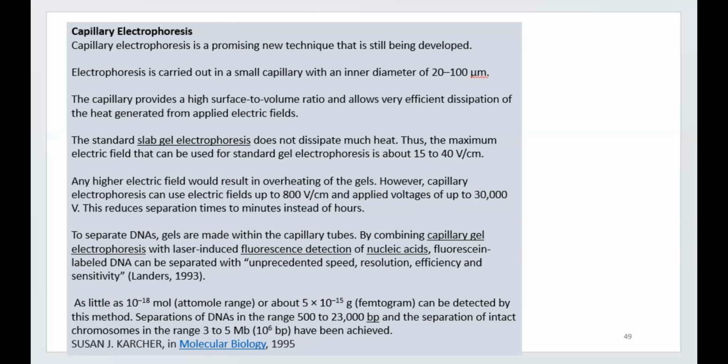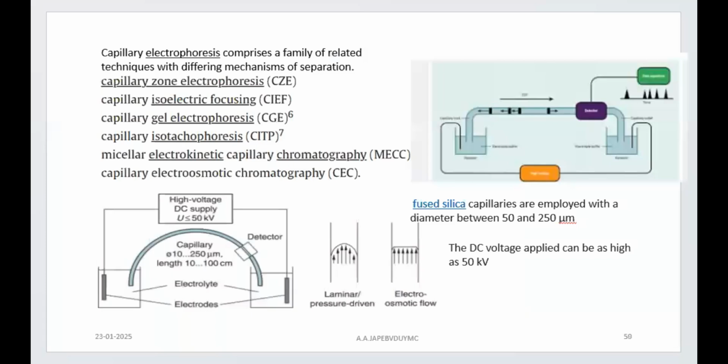Now let's go into the details along with the structure of the design. When I say capillary electrophoresis, it's a family of techniques, not a single one. You have capillary zone electrophoresis, capillary isoelectric focusing. Isoelectric focusing as a separate topic we have already learned for two lectures, so you know what isoelectric focusing is, but here it is conducted in capillaries. Similarly, capillary gel electrophoresis, capillary isotachophoresis, micellar electrokinetic capillary chromatography, and capillary electroosmotic chromatography. This is how you have the variants of the basic capillary electrophoresis system.